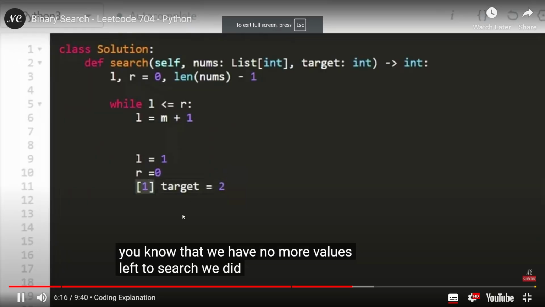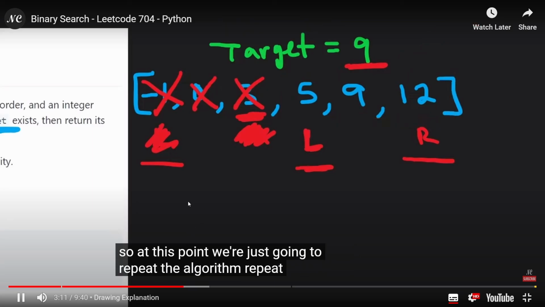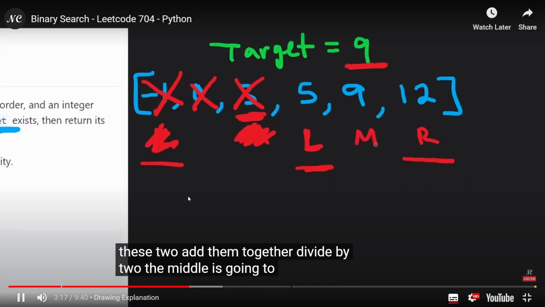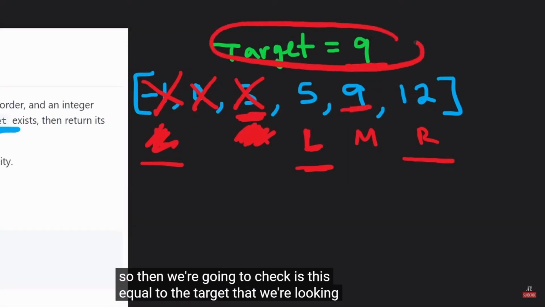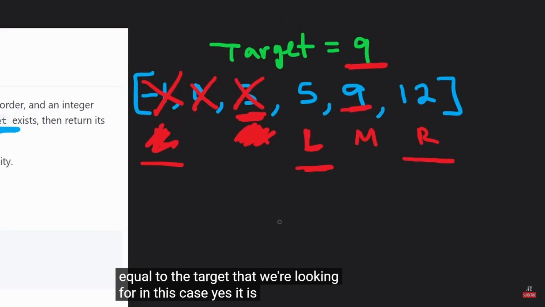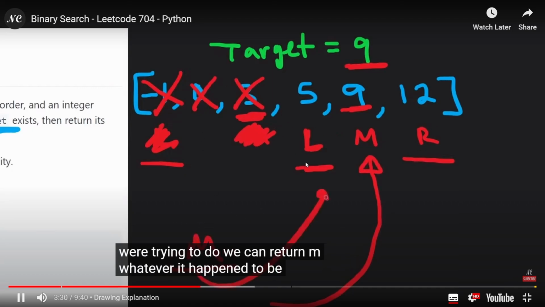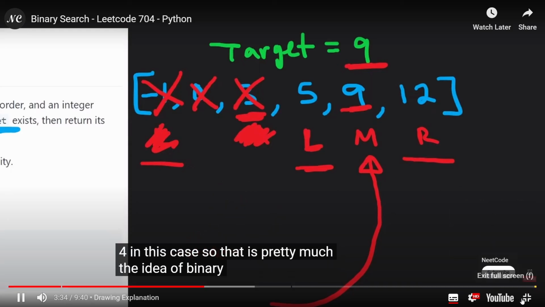Left to search, we did not find. So at this point, we're just going to repeat the algorithm. Now, if we take these two, add them together, divide by 2, the middle is going to be over here. So then we check, is this equal to the target that we're looking for? In this case, yes, it is. So now we can return the index, because that's what we were trying to do. We can return m, whatever it happened to be. I think it's 4 in this case. So that is pretty much the idea of binary search.